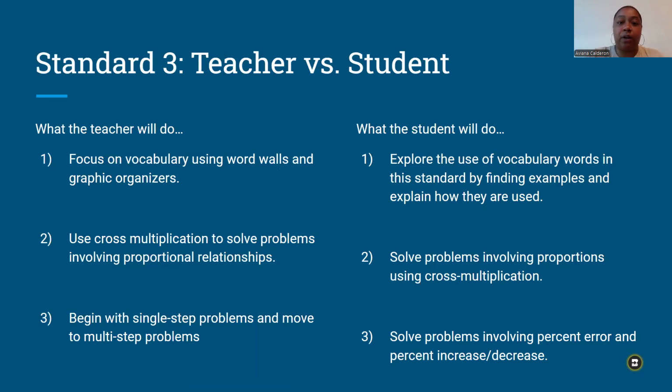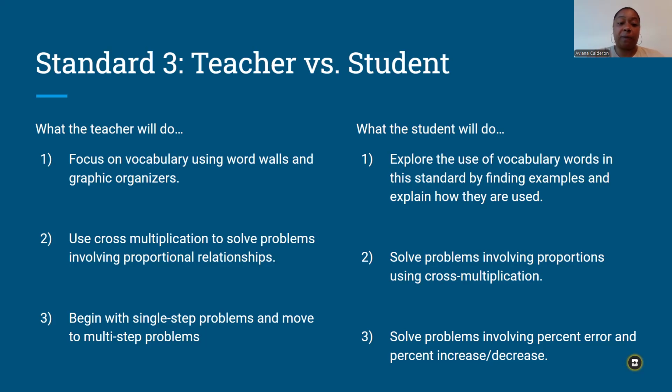So for standard 3, we have our teacher versus student roles. What the teacher will do is focus on vocabulary using word walls and graphic organizers. Some of those vocabulary words will include sales tax, percent, discount, gratuities, commission, percent increase, percent decrease, markup, markdown. There's a lot of different vocabulary, and they all mean something different. So it is important to focus on vocabulary for this standard.